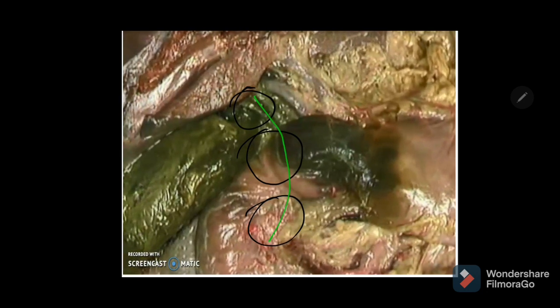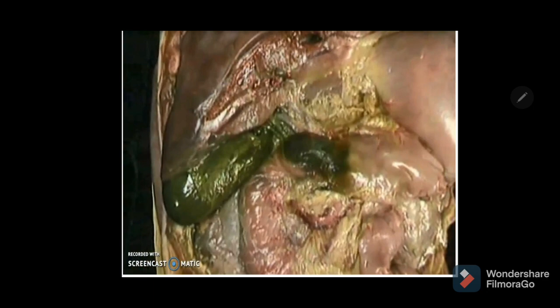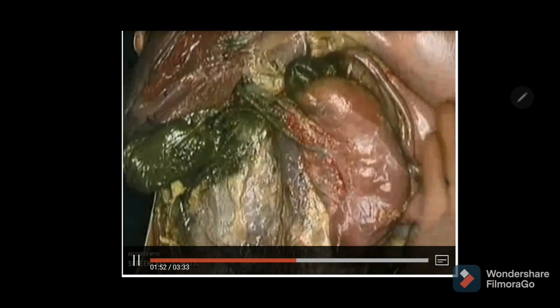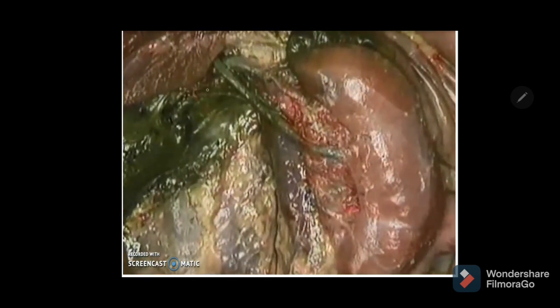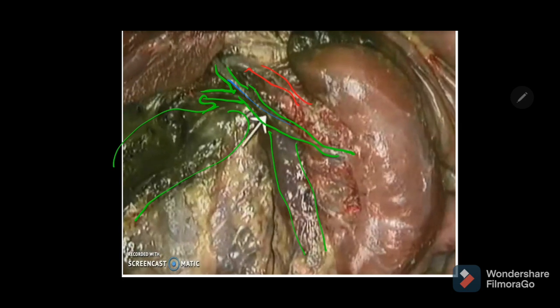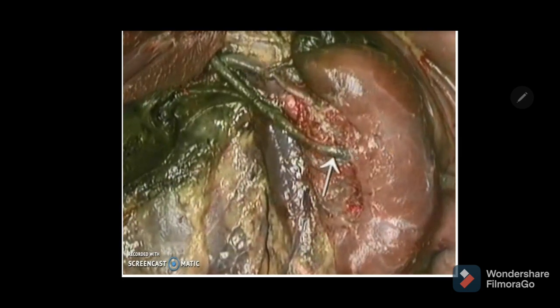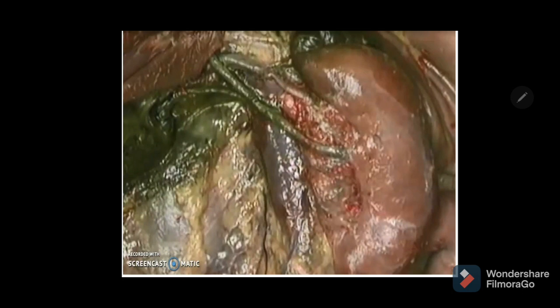It is running like this here, the common bile duct. And if you dislodge the second part of the duodenum towards the left side, you can see the entire course of the, this is cystic duct here, common hepatic duct, this is the common bile duct. Gallbladder is here, and this is the inferior vena cava, and here you will see the hepatic artery, and behind that big portal vein.